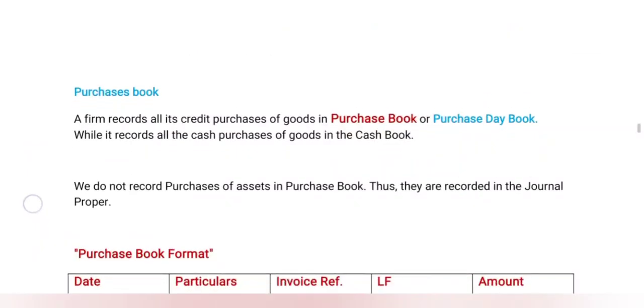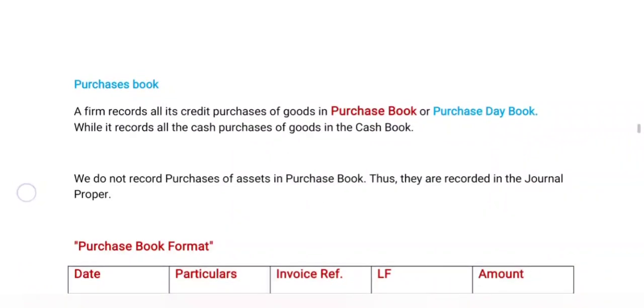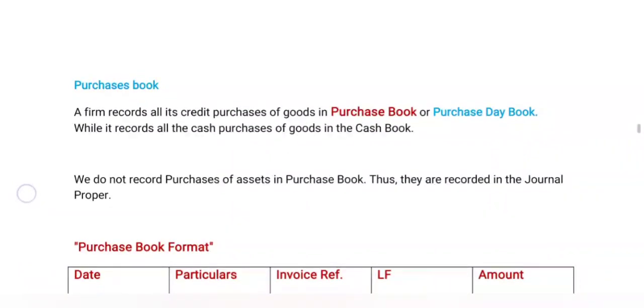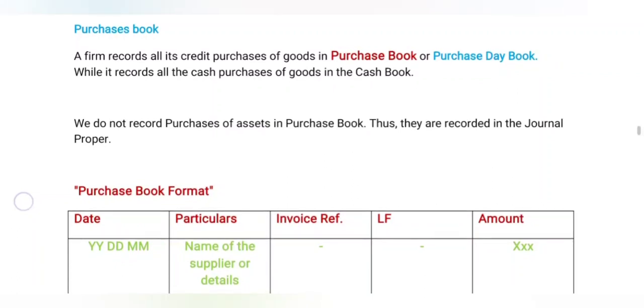Now we are coming to the purchase book. A firm records all credit purchases of goods in the purchase book. We already know that the purchase book records only credit related transactions. For example, goods purchased from Ramu on credit. Only this type of transaction is recorded in the purchase book. Cash purchases, as explained above, are recorded in the cash book.